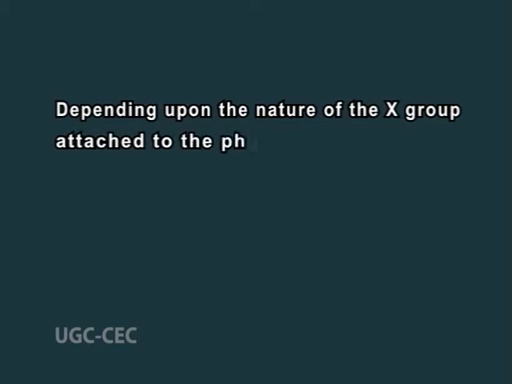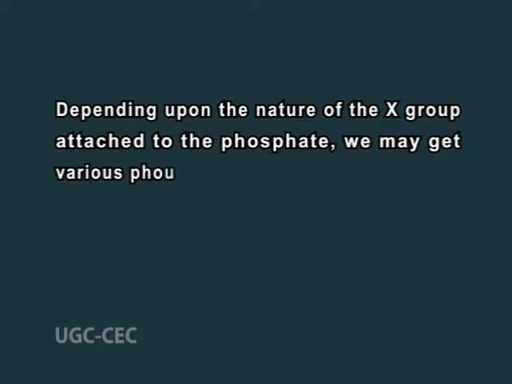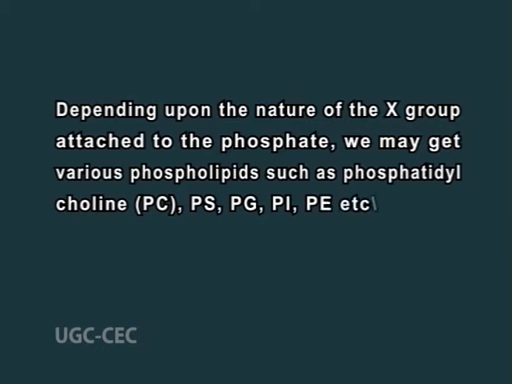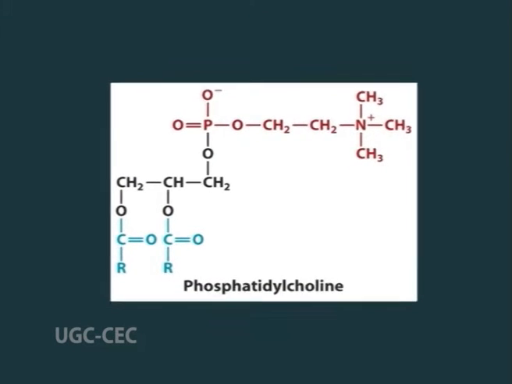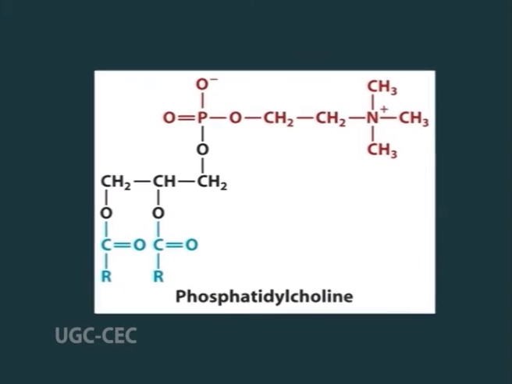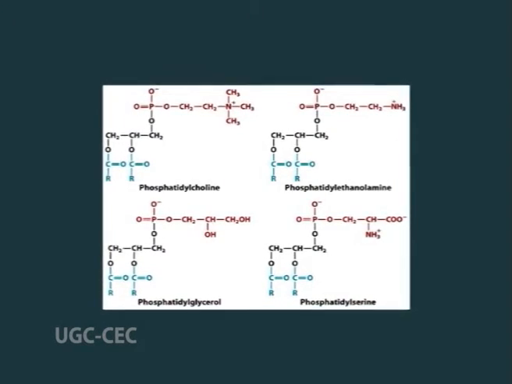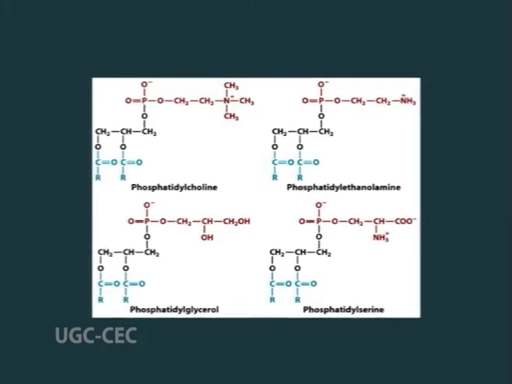Depending upon the nature of the X group attached to the phosphate group, we may get various phospholipids such as phosphatidylcholine (PC), phosphatidylserine (PS), phosphatidylglycerol, phosphatidylinositol and phosphatidylethanolamine, etc. The structure of PC, that is phosphatidylcholine, is shown in the diagram. PC is compared with other phospholipids in the figures.